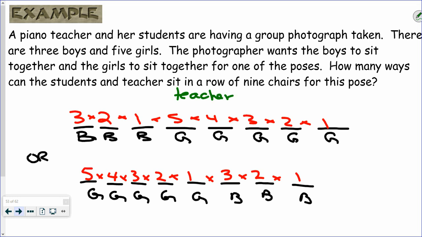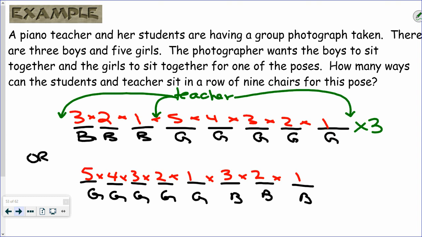Well, the teacher could sit on this side, and then the boys would still be together and the girls would still be together. Or the teacher could sit on this side, and the boys and girls would still be together. Or the teacher could sit right there, and the boys and the girls would still be together. The teacher has 3 different places to stand, so I'm going to multiply that answer by 3.